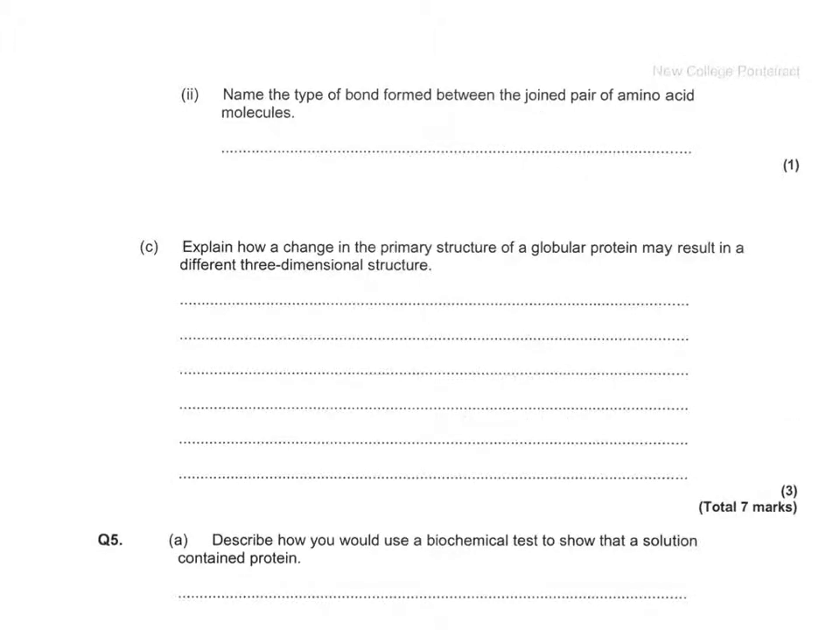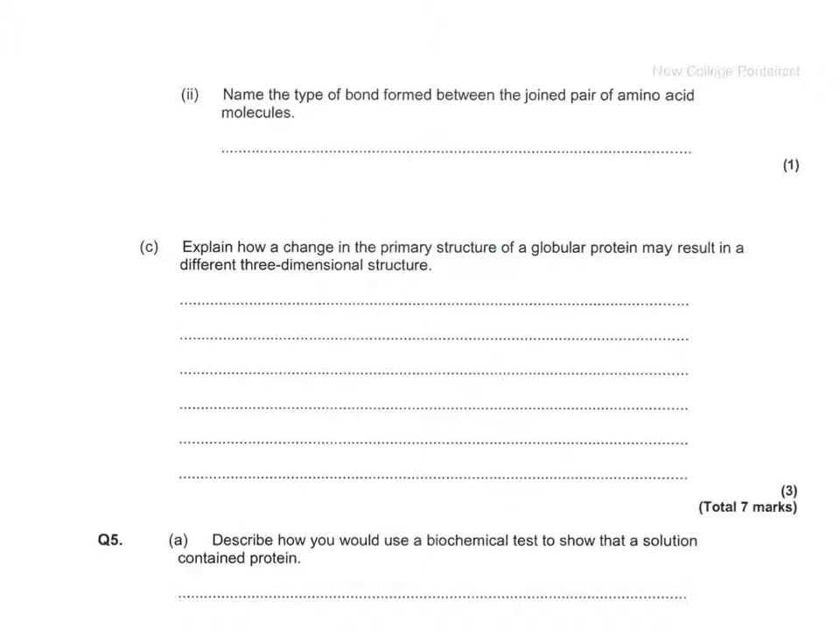Well, not a lot, but the biggest error with this question was not lack of detail in answering the question. It's about how a change in the primary structure may result in a different three-dimensional structure. So if you don't say there's a change in the order of amino acids, which results in bonds forming in different places, which means that you have a different tertiary structure, if you don't use the word different, then you don't get any marks.